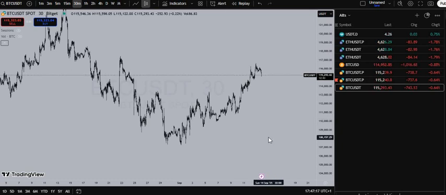Now, in an uptrend, this impulse and correction are defined as higher lows and higher highs, while in a downtrend, this impulse and correction are defined as lower lows and lower highs. I will take each of these cases right about now.